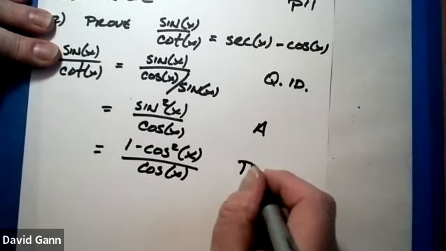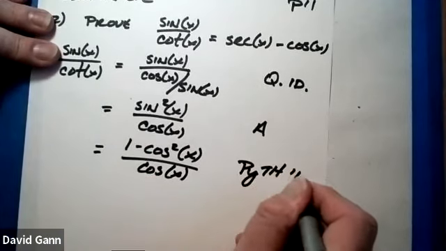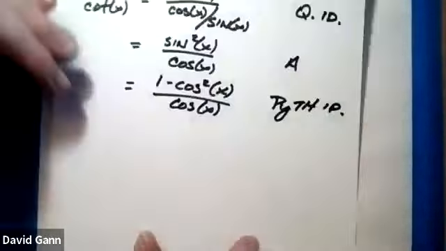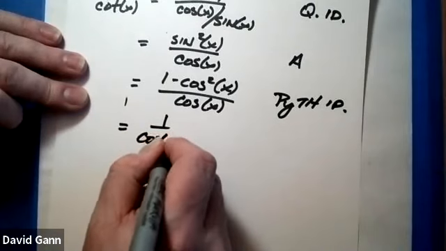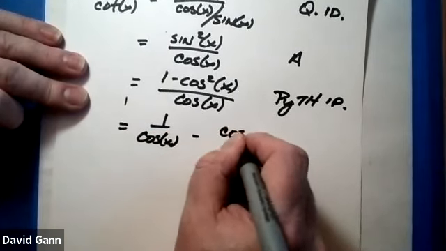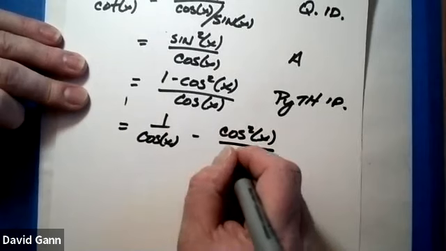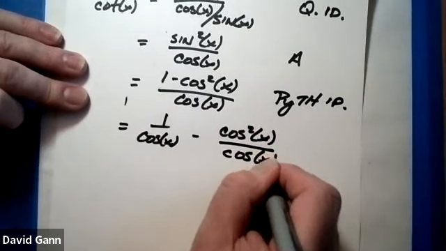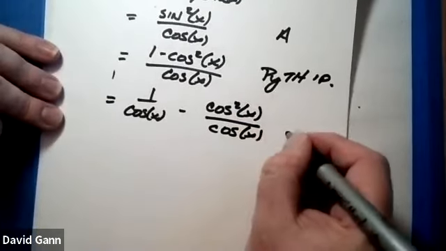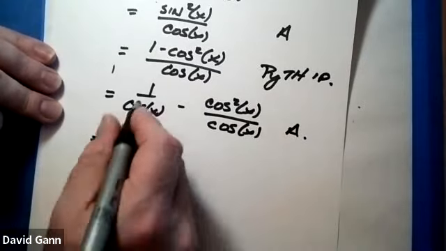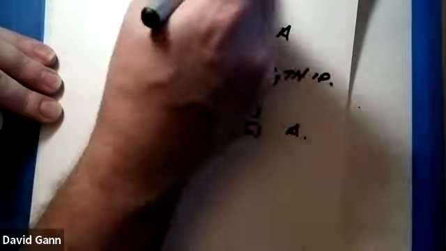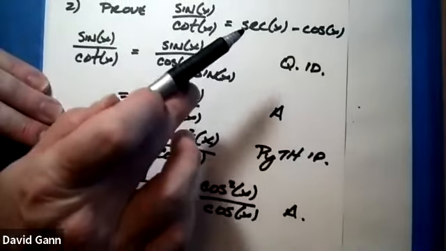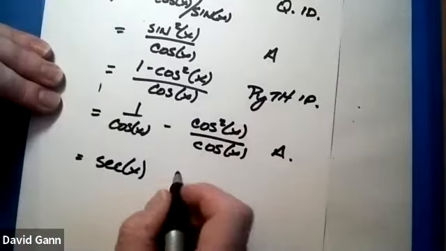This is a Pythagorean identity. We'll now separate these into two terms, one over cosine of x minus cosine squared of x divided by cosine of x. And just like we had before, this is an algebraic step. Just like before, here we have a reciprocal identity, which gives us our first term that we were looking for: secant of x. There's our secant of x.